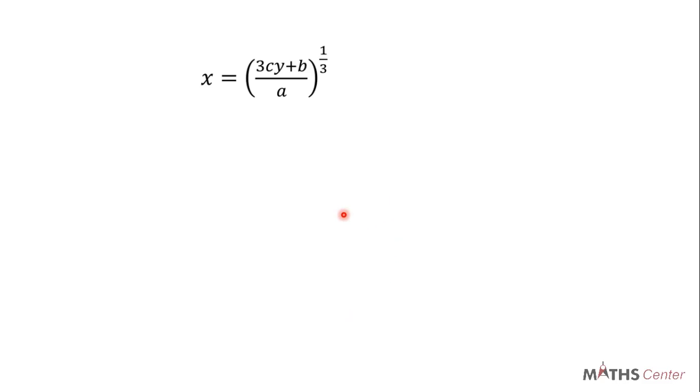We know from indices that this can also be written as the third root of 3cy plus b all over a. So x is equal to 3cy plus b all over a exponent 1 over 3 can also be written as the cube root of 3cy plus b all over a. We know this from indices. If you watch the video on indices, you will understand this in detail.